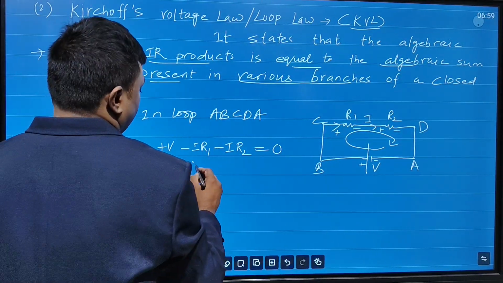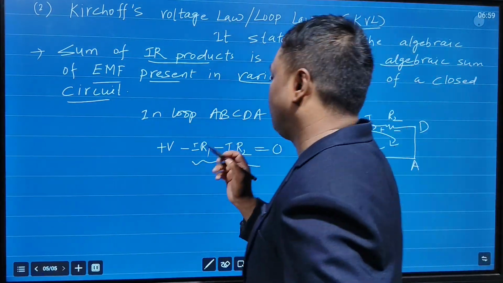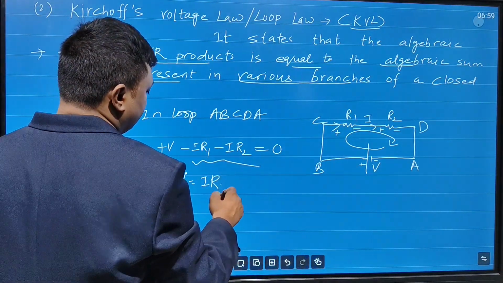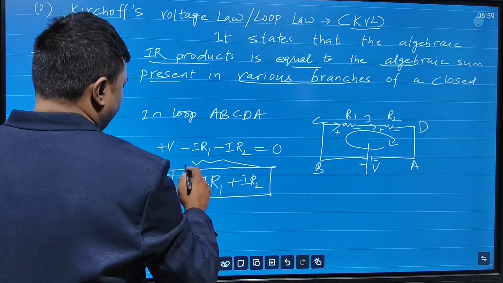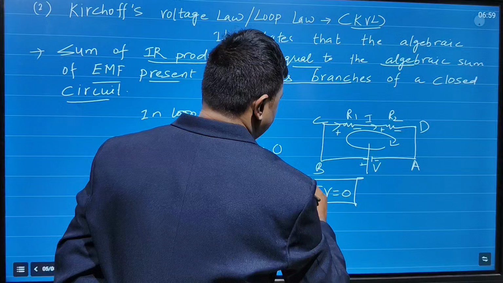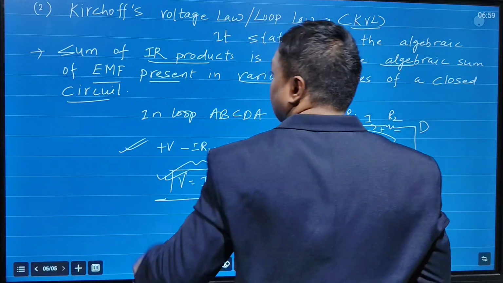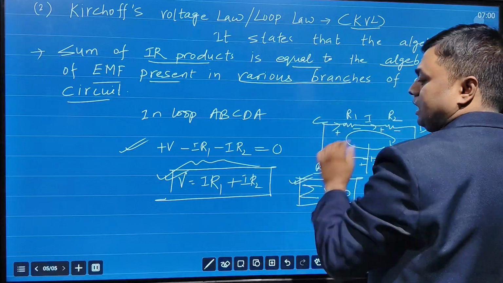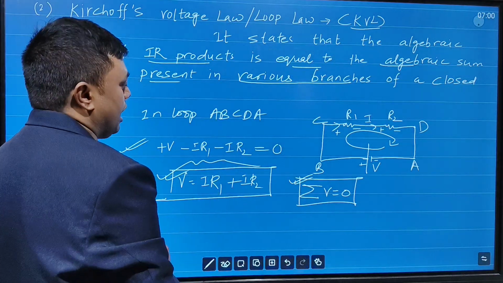So you can see the sum of IR products, the current and resistance product, is equal to the algebraic sum of EMF. So minus I R1 minus I R2, you move to the other side, so V is equal to plus I R1 plus I R2. We can also say the sum of all the EMF and potential in a loop is 0, that is summation of V is equal to 0, which is also fine. This is Kirchhoff's voltage law: the sum of IR products is equal to the algebraic sum of EMF. As there is only one EMF, V volt, V is equal to I R1 plus I R2.